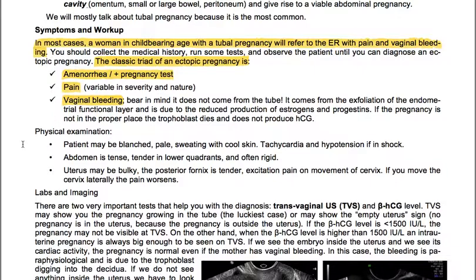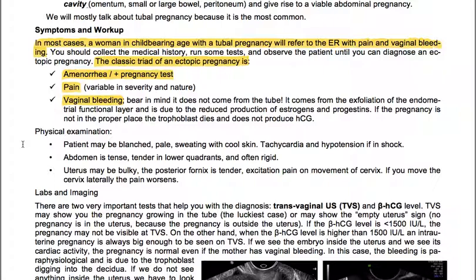A physical examination. The patient may be blanched, pale, sweating, or with cold skin. Tachycardia and hypotension if in shock. The abdomen is tense, tender in the lower quadrants, and often rigid. The uterus may be bulky. The posterior fornix is tender. There is excitation pain on movement of the cervix. If you move the cervix laterally, the pain worsens.